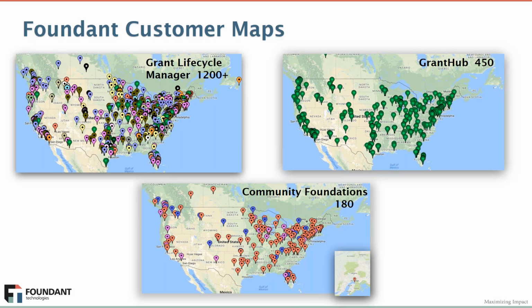Grant Hub, the map up to the right-hand corner, is our solution for grant seekers to manage their grant proposal process. And we actually launched that product based off of client and also their nonprofit or grant seekers feedback. And a little bit over 3 years ago when we launched it, we now have over 450 nonprofits using the solution.